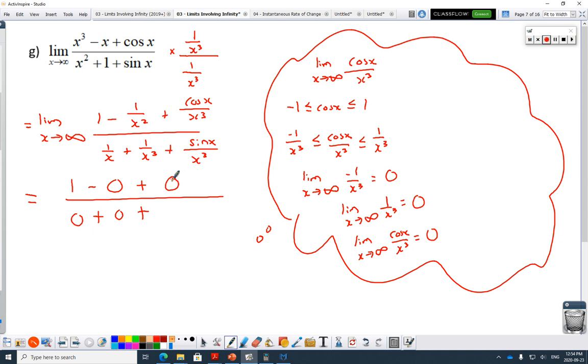What's this called here? What did I make here? Sandwich theorem. It's the perfect name. You make a sandwich out of your function.